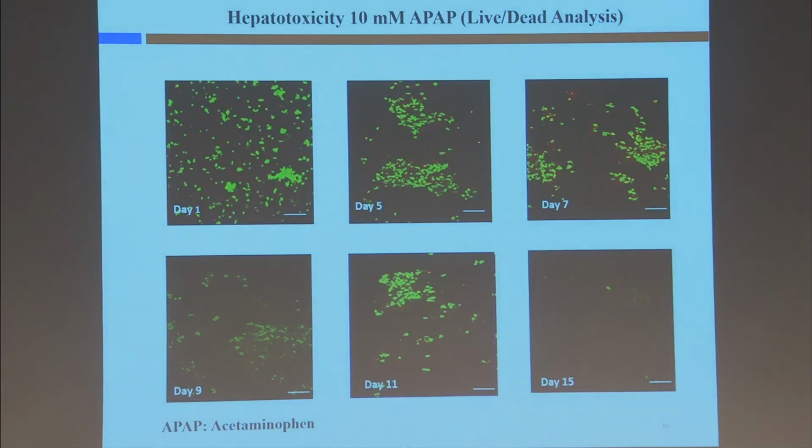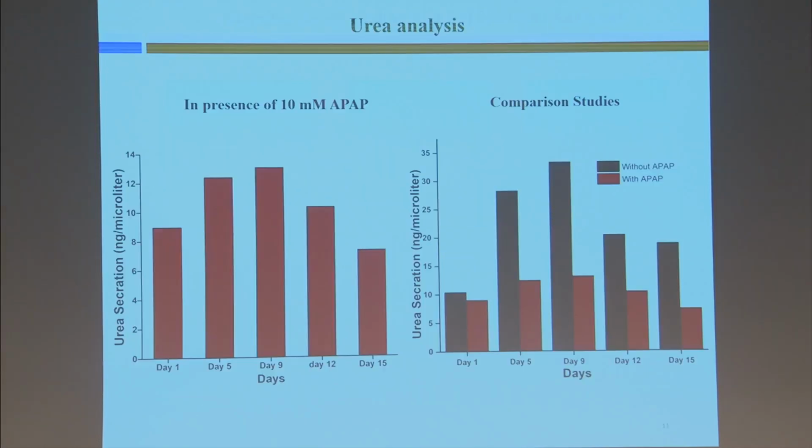Now we have tested the sensitivity of the model with a hepatotoxic drug, 10 millimolar acetaminophen. So we can see that this drug is toxic for the liver cells. Liver cells are dying with each passing day. In the images, the red color shows the dead cells, and green shows the live cells. With the urea analysis, 10 millimolar acetaminophen shows that the urea secretion has become half.